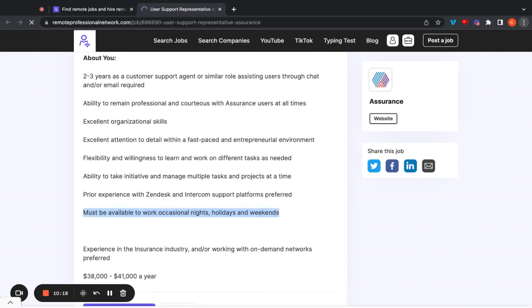So if you're someone, guys, that has an open schedule, make sure you note that somewhere. That's going to be a big plus for you when you're applying.